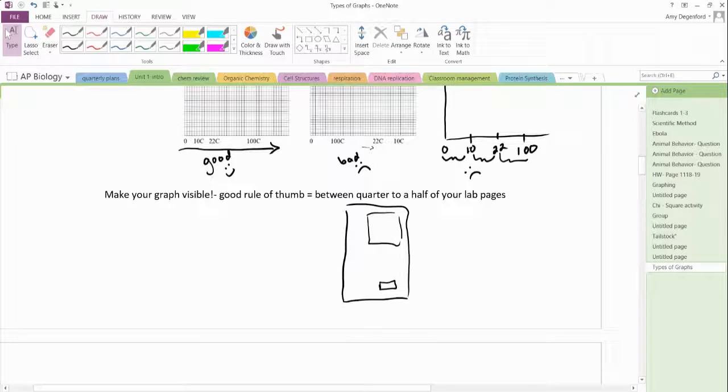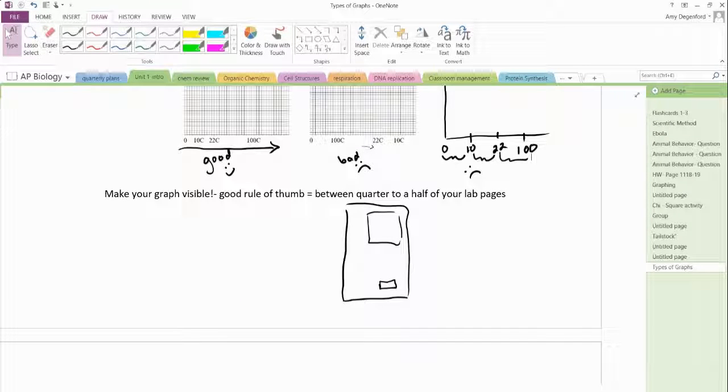And then the last one, make sure your graph is visible. Good rule of thumb, between a quarter to a half of your lab pages. I don't want to see these real dinky little graphs that I can hardly read. You want a nice size graph. It doesn't have to take up the whole page, but a quarter to a half of your lab page.